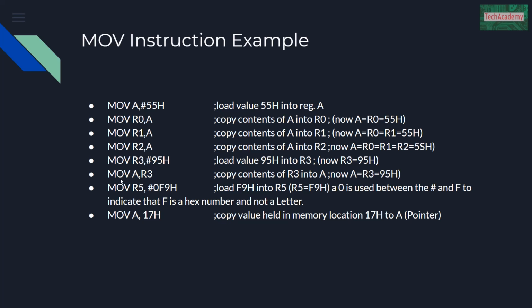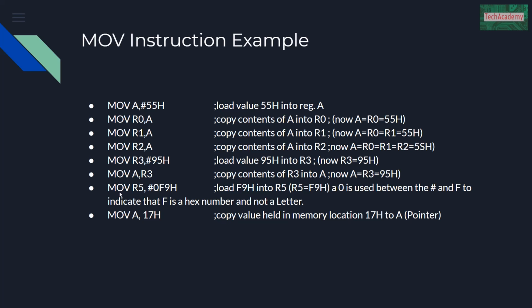Then the next is move A comma R3. So here R3 is the source and A, or accumulator, is the destination. So the content of R3 will get transferred into accumulator. Let's say R3 holds 95H. So accumulator will hold 95H as hex data.